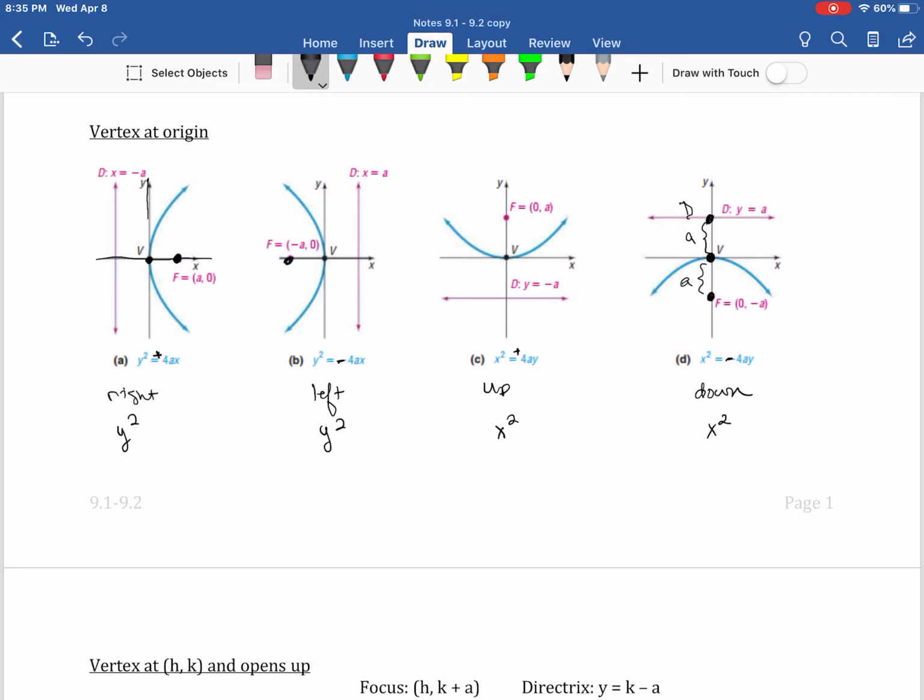Here, the parabola opens around the focus point. Here, it opens around the focus point. So that's going to be true. That's always going to be true in general. The focus point will always be inside the parabola.